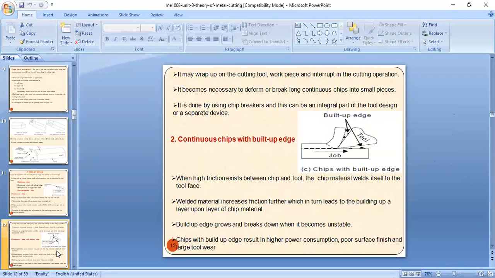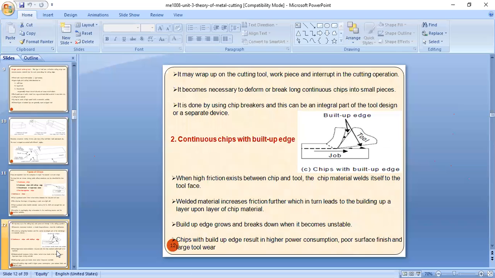We have to have a chip breaker also. We have to design a chip breaker, and different types are there. We'll see in one of the slides. It becomes necessary to deform or break the long continuous chip into small pieces. So here also we use the word chip breaker. By using the chip breaker, you have to make it a part of the tool design, not a separate device. Many people may think that the chip breaker is a separate device, but it is a part of the tool design.